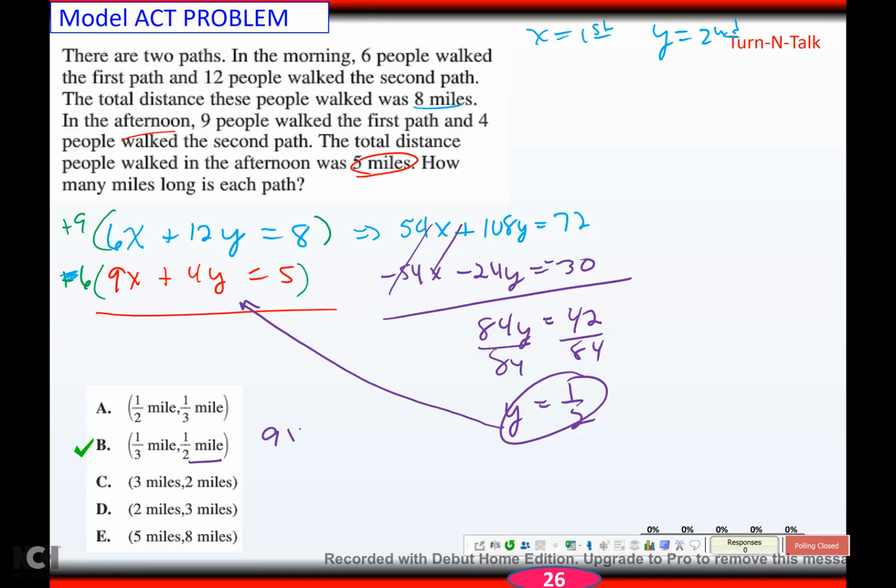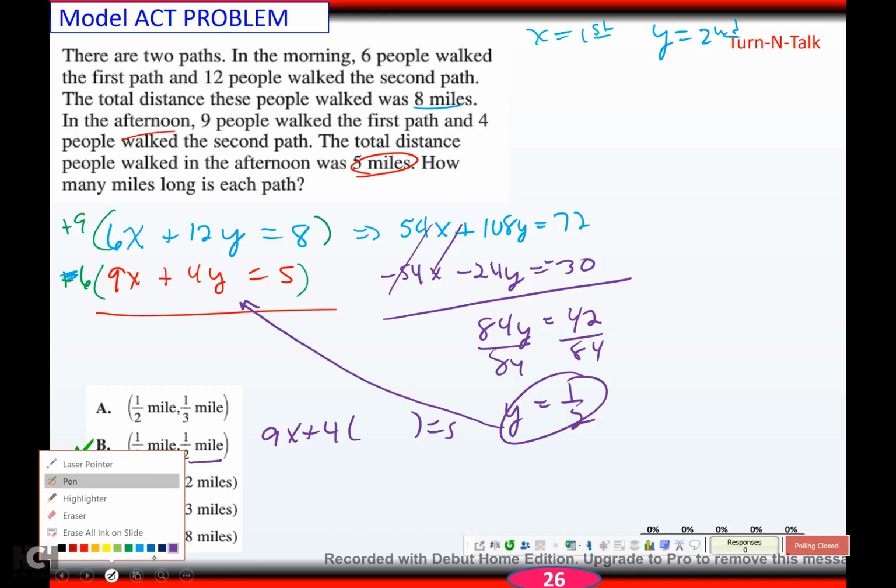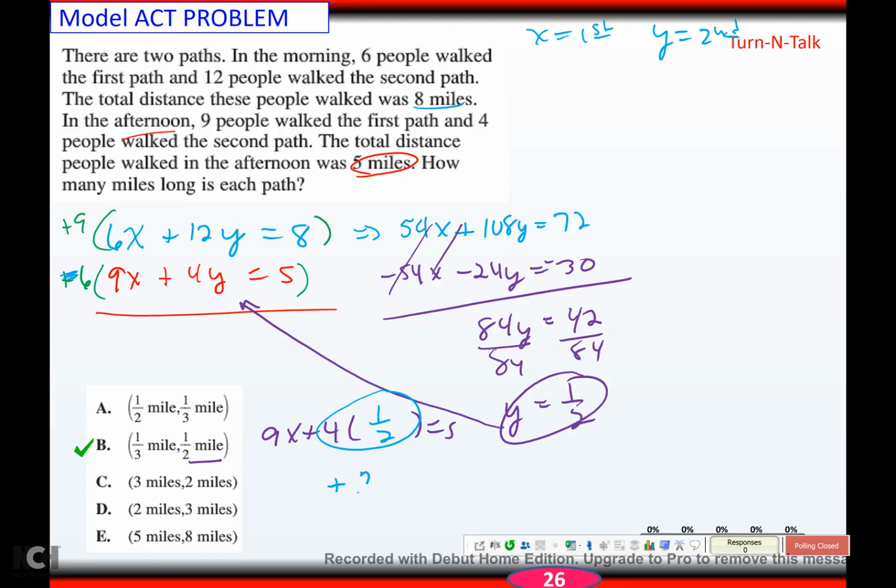So I would have 9x plus 4 blank equals 5. And what do I put in the blank? I put 1/2. And this time, guys, yeah, you could distribute the 4 and all of that, but seriously, what's 1/2 of 4? 2. So I have 9x plus 2 equals 5. Minus 2, 9x equals 3. Divide by 9, x equals 1/3. So the first path is 1/3 of a mile. The second path is 1/2 of a mile.